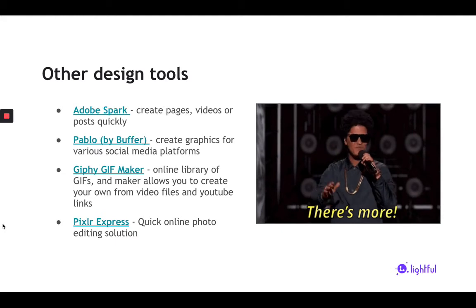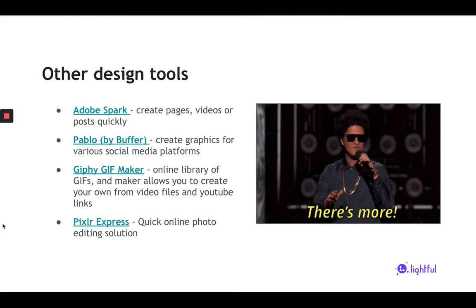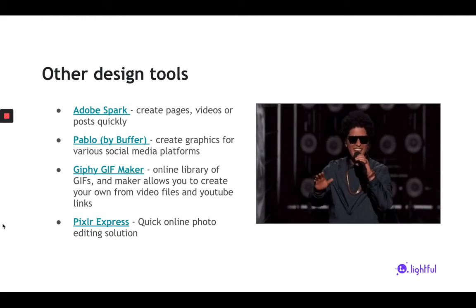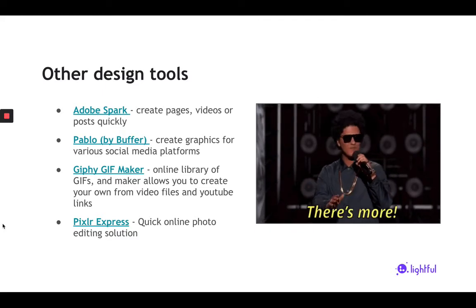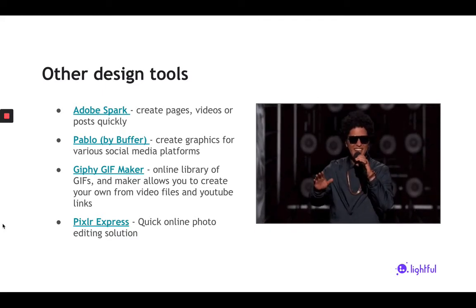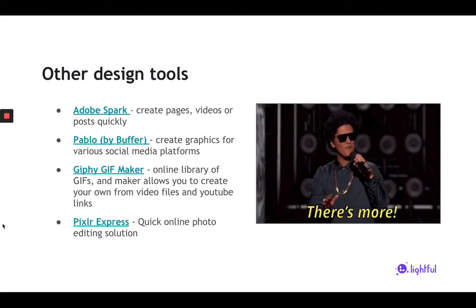Next one down is Pablo by Buffer, which is an online tool that helps you create social media graphics. It gives access to more than 50,000 images, which allows you to find the best ones for your campaign, and then they can easily be resized to fit on different social platforms as well.